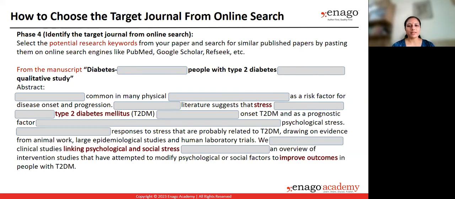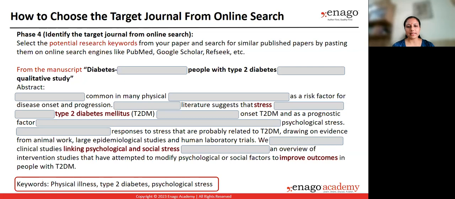For your convenience, we have presented the abstract once again here. You can visualize the important parameters or the keywords that we have taken into consideration. So these are physical illness, type 2 diabetes, and psychological stress.